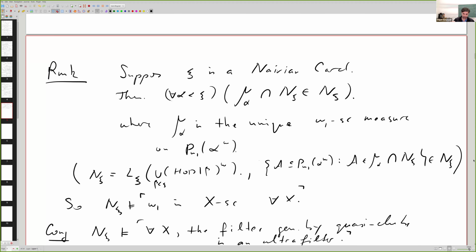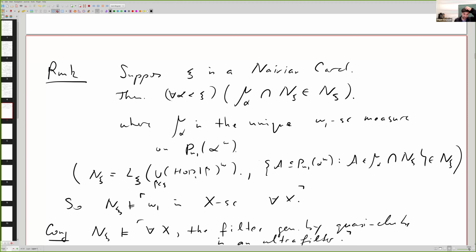Sorry, this set is in HOD or is...? No, it cannot be in HOD, but it's ordinal definable because mu alpha is unique. Yes, mu alpha is ordinal definable, and so this set is ordinal definable, because N xi is ordinal definable, and N xi is closed under ordinal definability. So if you have an ordinal definable subset of N xi, it belongs to N xi. But why is it closed under ordinal definability? Yeah, that's a good question.